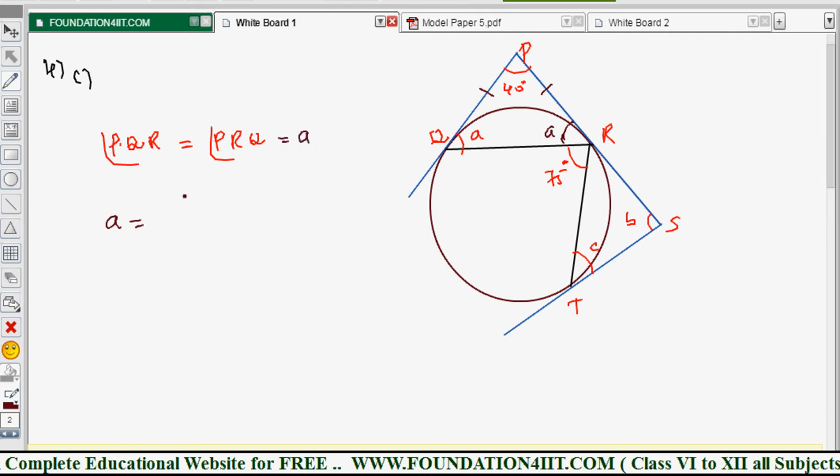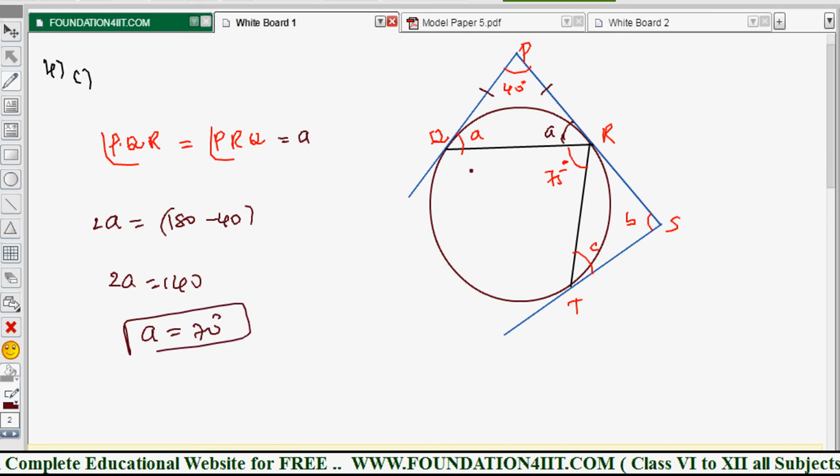This also is A. Then A plus A, so 2A is equal to 180 subtract 40. From 180, if you subtract 40, that is equal to 2A. Then 2A is equal to 140, so A is equal to 70 degrees. Because it is an isosceles triangle, opposite sides are equal. So A is 70 degrees.